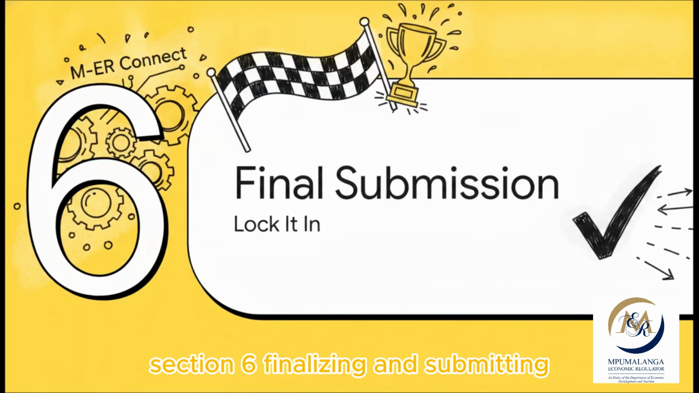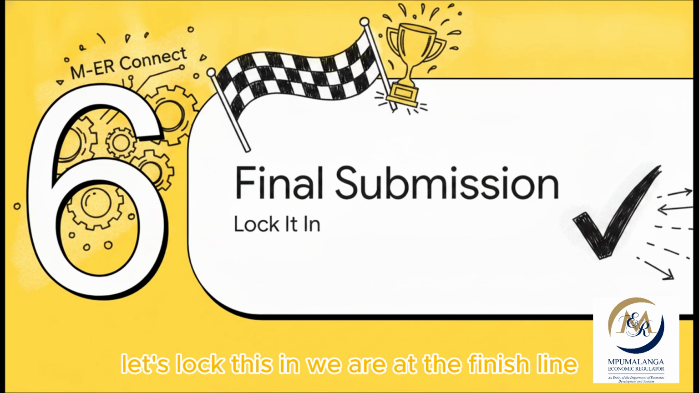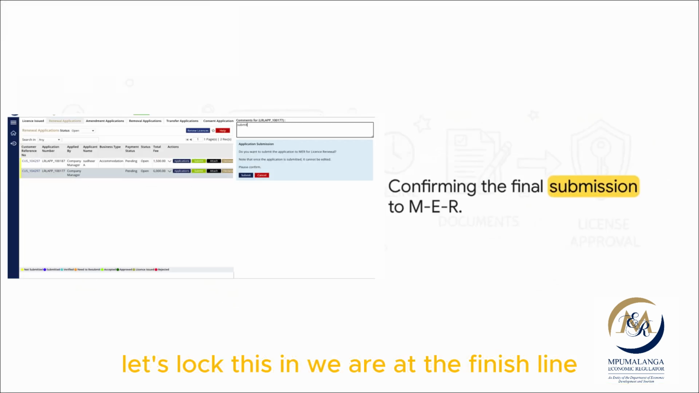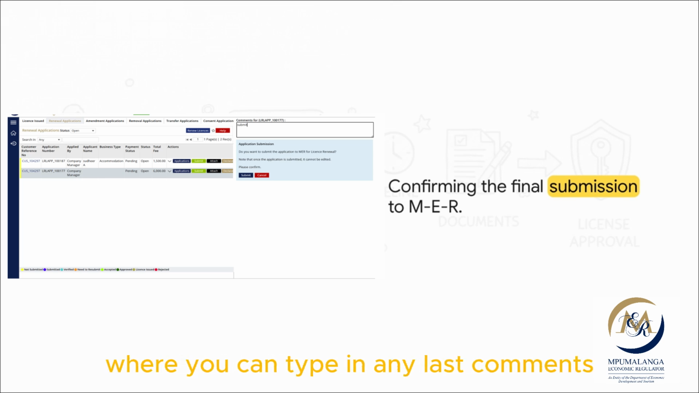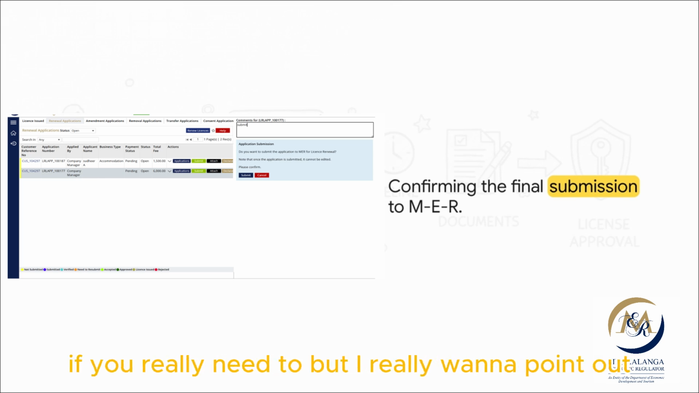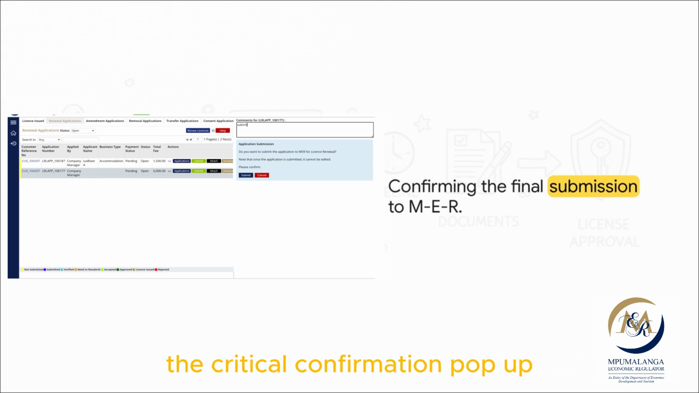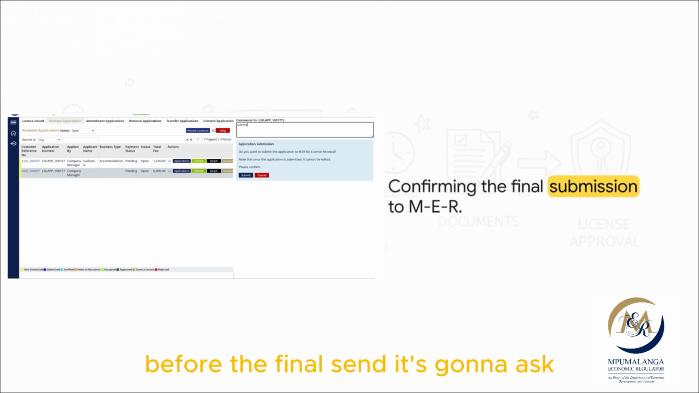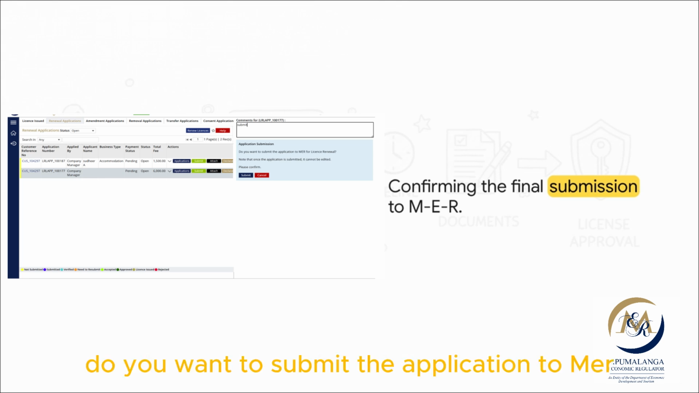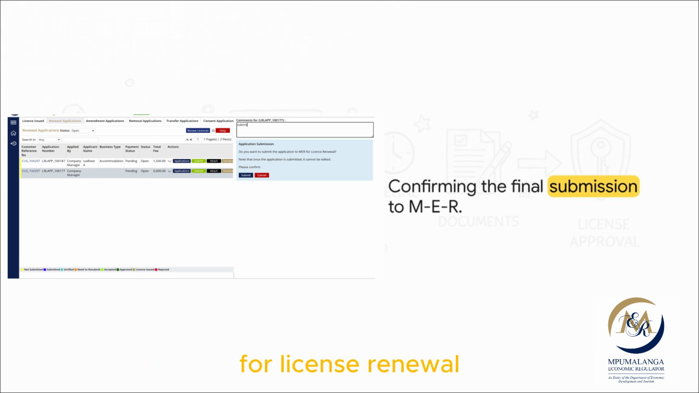Section 6. Finalizing and submitting. Let's lock this in. We are at the finish line. Once your payments are logged, your declarations are accepted, and your files are saved, you are ready to hit that green Submit button on your dashboard. Now, this opens up a final window where you can type in any last comments if you really need to. But I really want to point out the critical confirmation pop-up that appears on the right side of the screen before the final send. It's going to ask, do you want to submit the application to MER for license renewal?